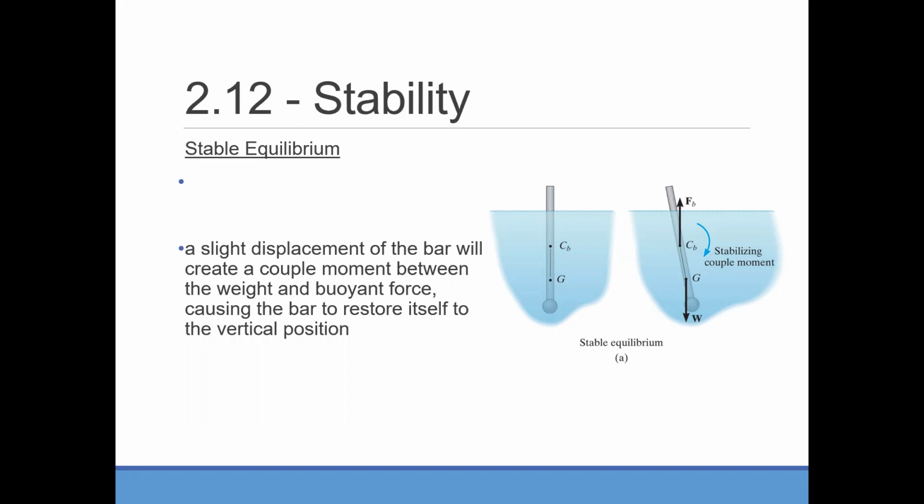Last part of this lecture, we will discuss stability. Based on G and CB, where G is the center of gravity and CB is the center of buoyancy, their relative position gives us equilibrium or stability.